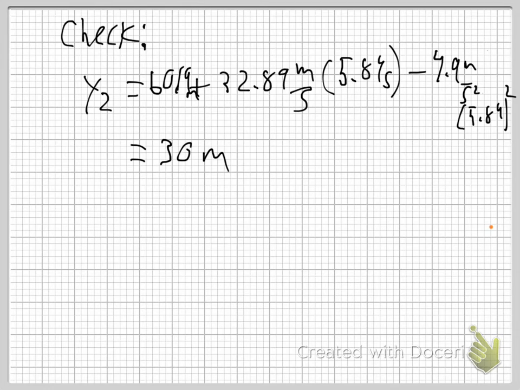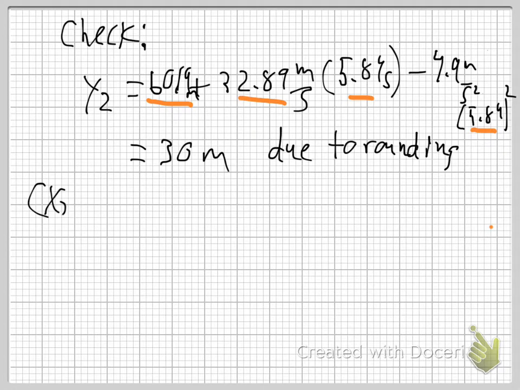Okay, it's not going to equal exactly 30 meters due to rounding. We have rounded this number, we rounded this number, and we're squaring a number that's been rounded, so it's a little bit over 30 meters, but it's very obvious we can tell that our answer is correct. So what is the position then? This is the final part. How far away is it?